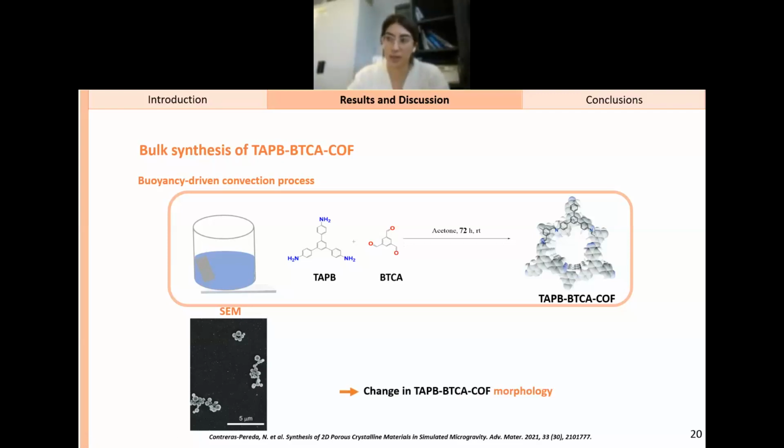So which is a very typical known morphology of the BTCA MOF, like synthesized in bulk. So again, there's like this proof that you can change the MOF morphology in this case, and you can have control over the morphology of the material.